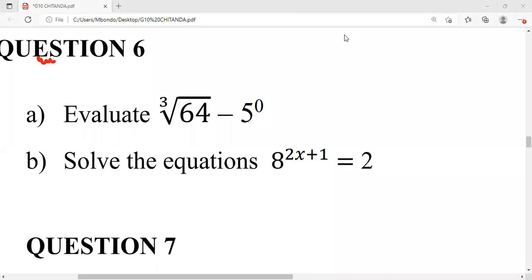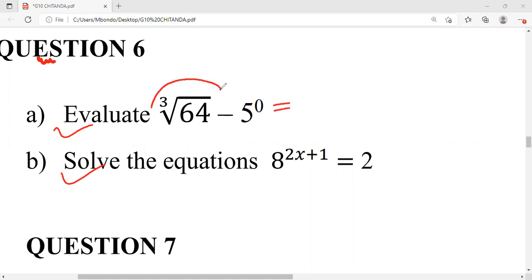Welcome, guys. So we have a question here that we are supposed to do. We'll actually do these two questions, this one as well as this one. So we can start with A. Evaluate the cube root of 64 minus 5 raised to the power 0.